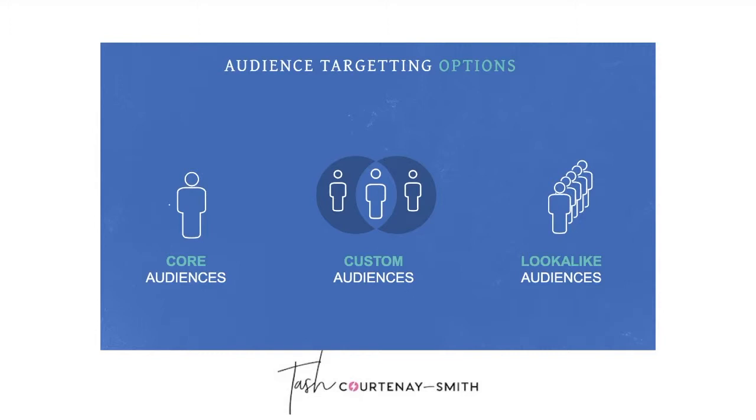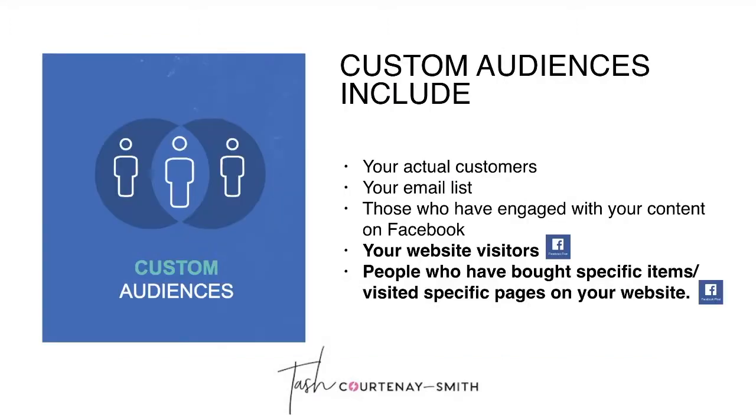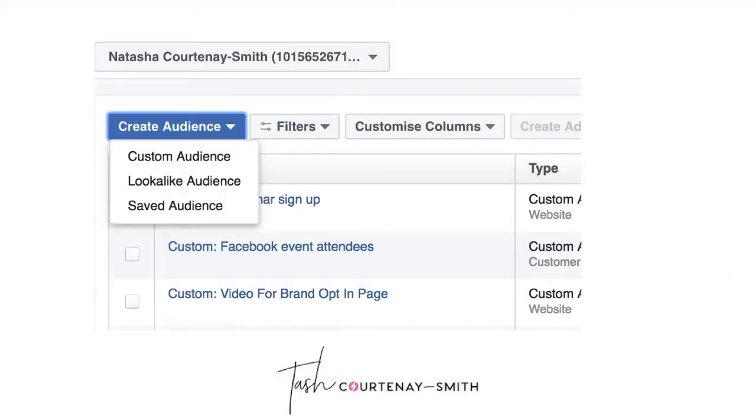And you want to get into a point where you're using custom and lookalike audiences, ideally over core audiences, at least for the first 6 months of your campaign. So your custom audiences include your actual customers, your email list, those who've engaged with your content on Facebook. By the way, your email list, yes, it's got to be GDPR compliant. Just insert that there. Please make sure it is. And then your website visitors and people who've bought specific items or visited specific pages on your website. Custom audiences are very easy to set up.